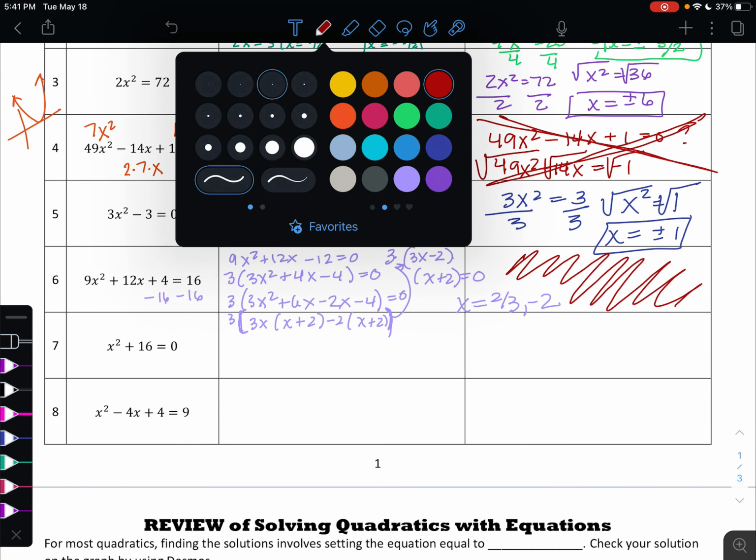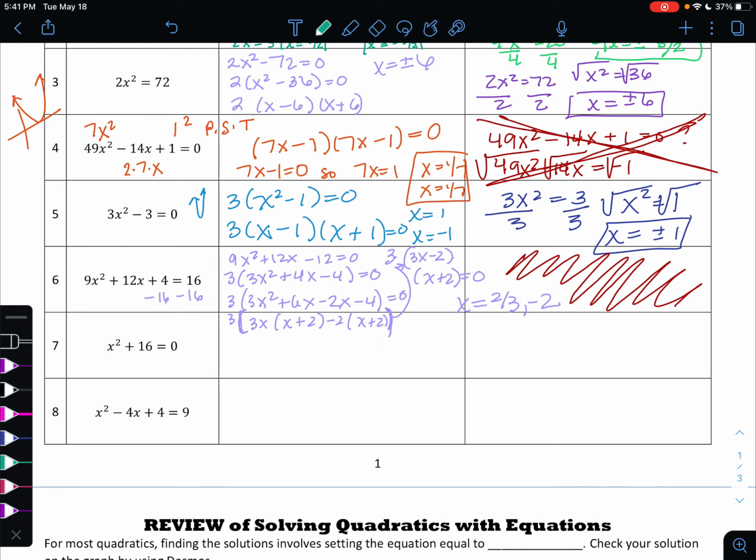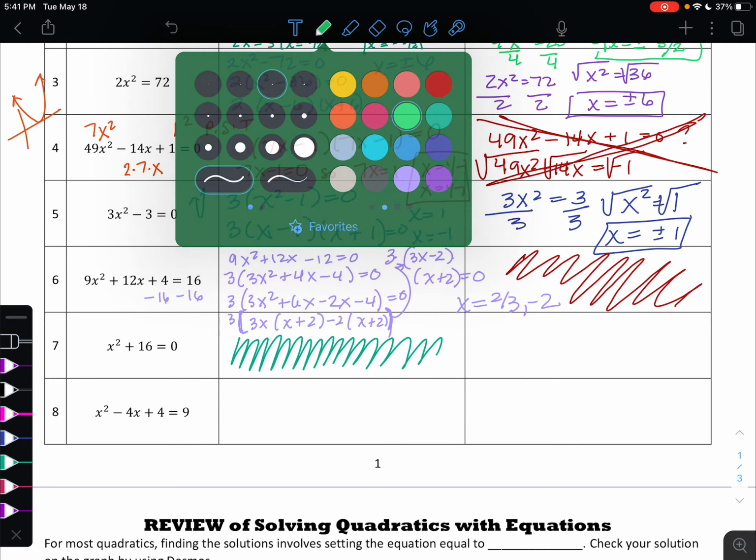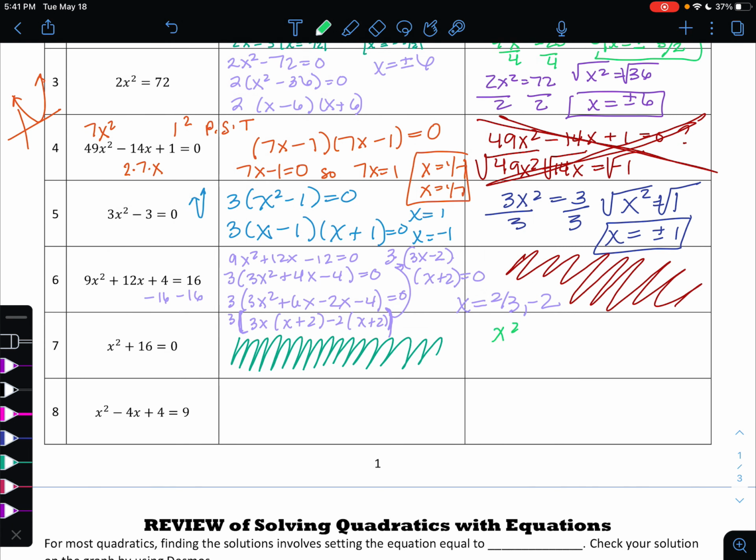What about number 7? It looks so familiar. I'm thinking, oh man, I can do the difference of squares. But I can't because this is a plus. I actually can't factor this one. There are no factors of positive 16 that add to 0. So let's try this. Let's solve using algebra. Oh, I see why now, right? I had imaginary answers. So that's why I couldn't factor this one.